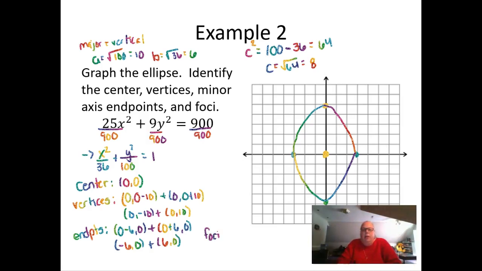And so our foci, which are located on our major axis, the y-axis, will be located at (0, 0 minus 8) and (0, 0 plus 8), or (0, -8) and (0, 8). So 2, 4, 6, 8, that puts one of our foci here. 2, 4, 6, 8, the other one is going to go right here. And there's our ellipse.